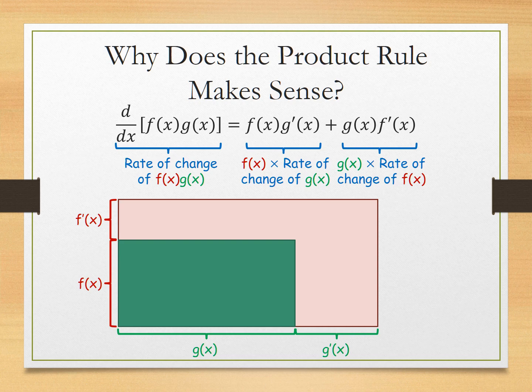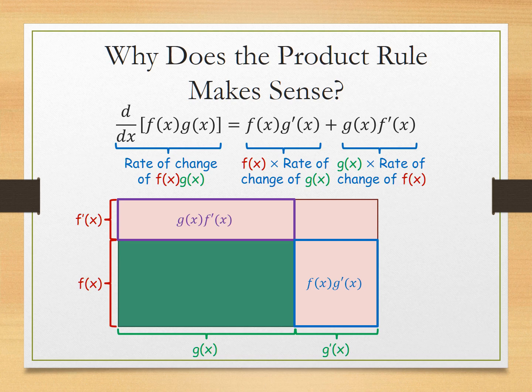The change in the area is this pink area. You can separate it into three parts. First part, the width times the change in height. That's g(x) times f prime(x), the first term. The second part of the change in area is the height times the change in width. That's f(x) g prime(x), which is the second term in the product rule.